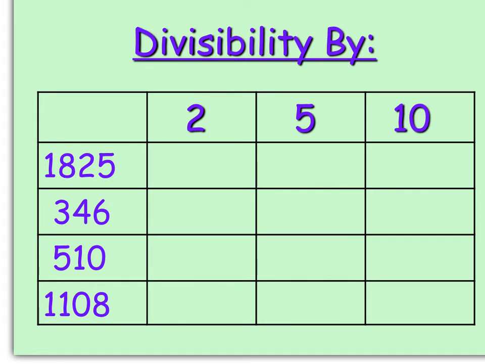Do you remember the rules for being divisible by 2, 5, and 10? Let's try these out. The number has to be even if it's divisible by 2. It has to end in a 5 or a 0 to be divisible by 5. And then it has to end in just a 0 to be divisible by 10. 1,825. That ends in a 5. So it's not even. But ending in a 5 makes it divisible by 5. But it's not a 0, so not by 10.